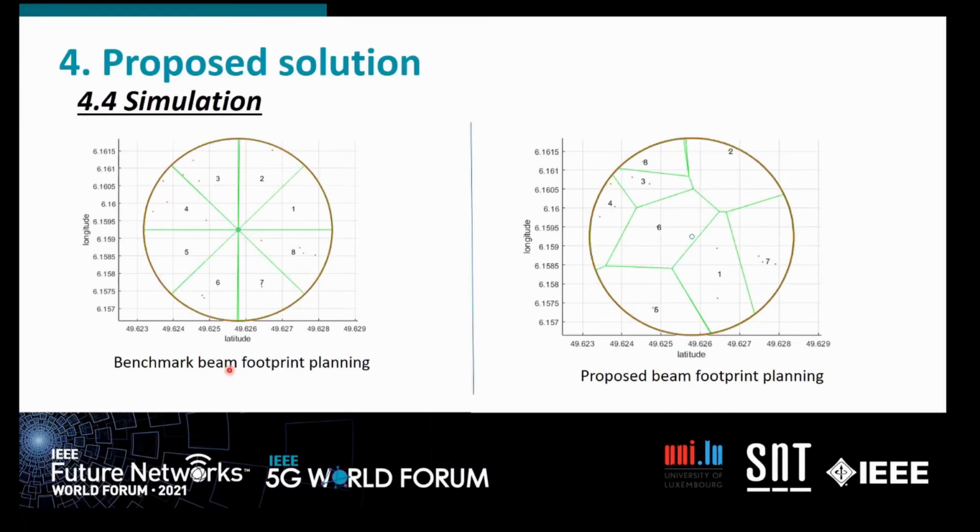The figure on the left is a benchmark beam footprint planning design where we consider 8 beams which are equidistant from each other. Whereas the figure on the right is a proposed beam footprint where the 8 beams are being solved using the adaptive clustering based algorithm.